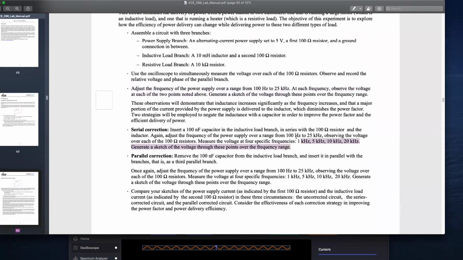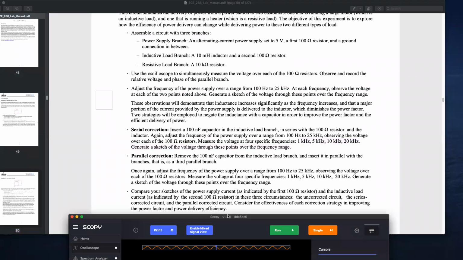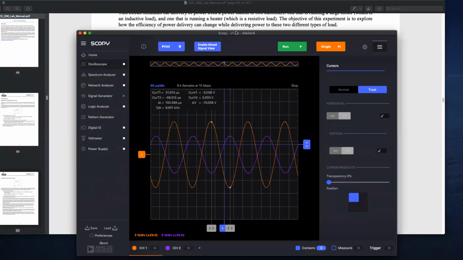When you add that capacitor in series with the inductive branch, you want to measure it at 4 different frequencies. I'll show you how that 100 nanofarad would affect the circuit. Mind you, the resistors that I use are different, so the change might look different for you. Let me connect this 100 nanofarad in series. I'm going to click single. You saw the little shift.